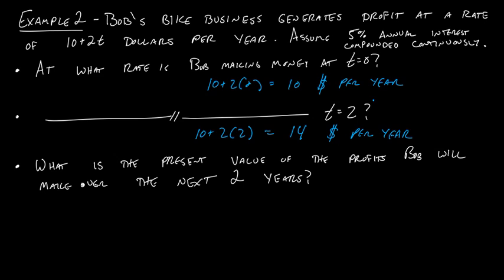So let's identify what each of these things is, right? This 2 is our capital M, that's our maximum time. This 10 + 2t, that's our S(t). And this 5% is our r.